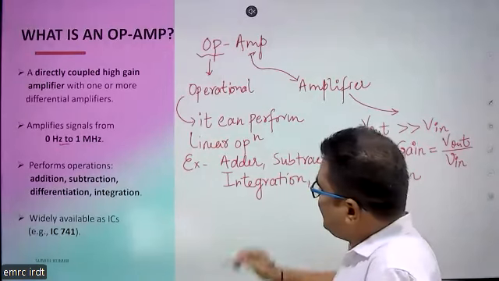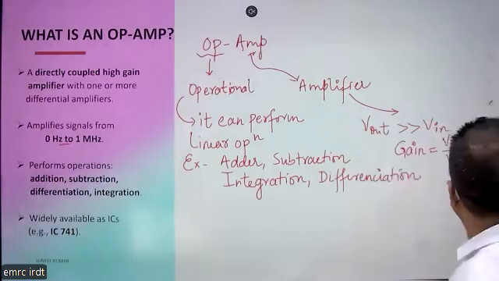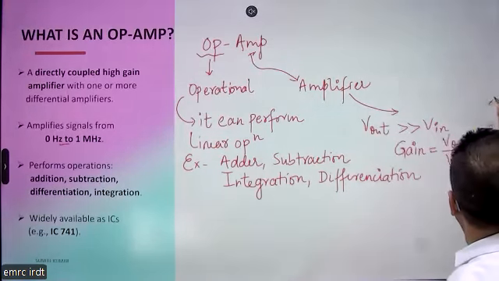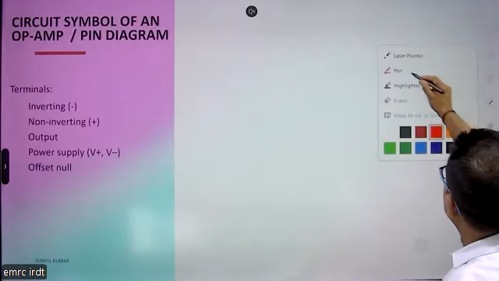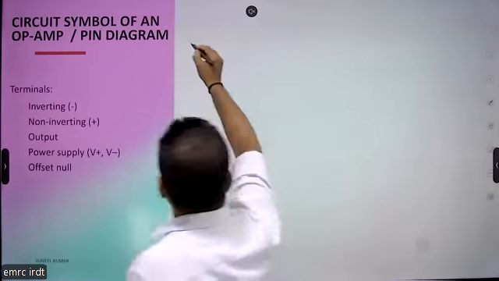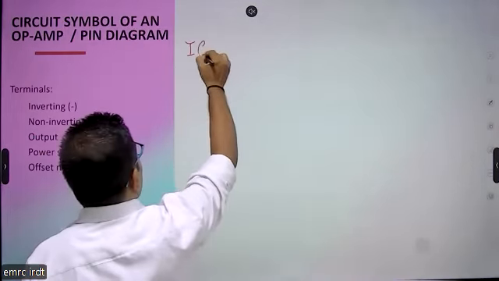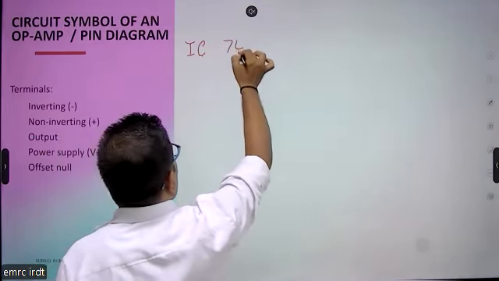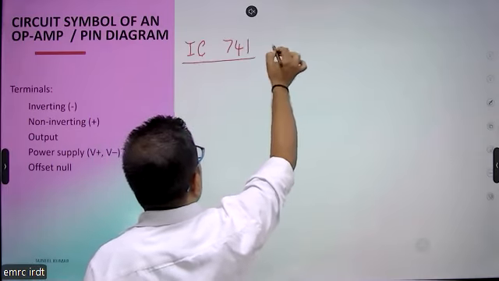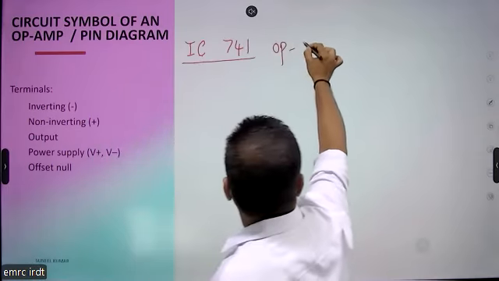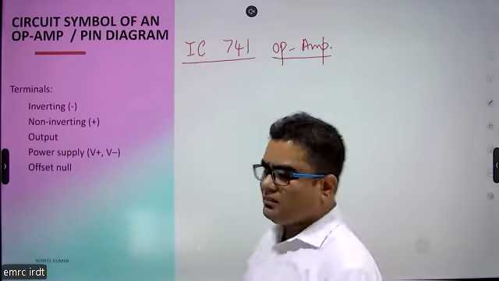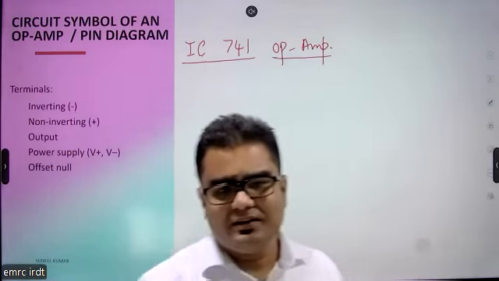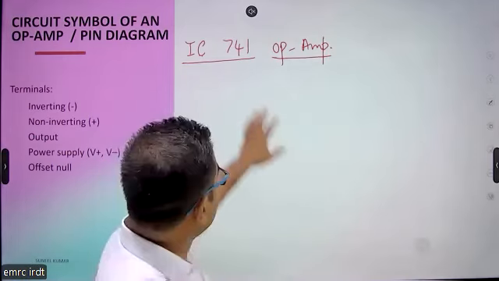So it is available in the market. If we want to purchase this, it is available in the market in the form of IC 741. It is in integrated form. IC 741 is the op-amp chip. We can call it a chip in integrated circuit form. Operational amplifier is available as 741.